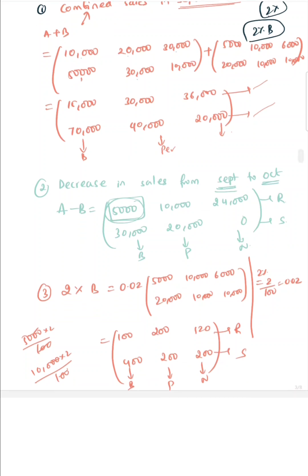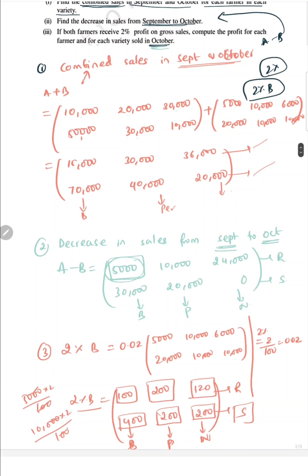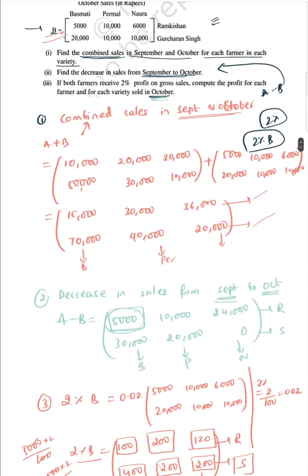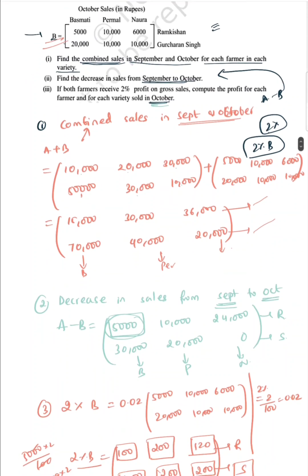So what we can infer from this matrix 2% of B is that Ramakrishna receives 100 rupees profit with respect to Basmati rice, 200 rupees with respect to Parmal rice brand, and 120 rupees profit with respect to Naura rice brand. Similarly, Singh receives 400 rupees profit with respect to Basmati, 200 rupees profit with respect to Parmal and 200 rupees with respect to Naura rice brand. So this is how we can use the concept of matrix in real situations. So this is how matrix operations are helpful.